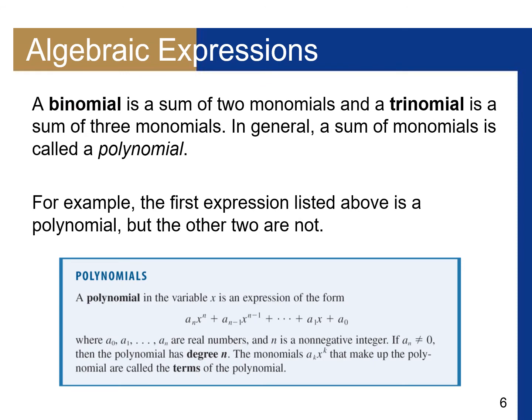So a binomial would be 2 terms together, a trinomial would be 3 together, and then after that we'll just say it has 4 terms, 5 terms, 6 terms, etc.